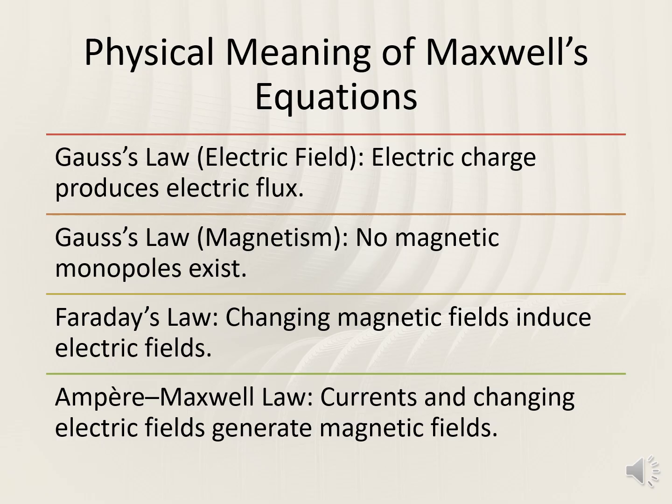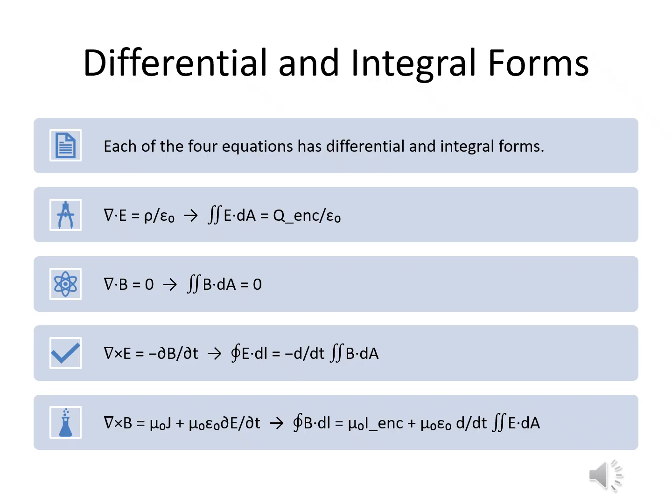Physical meaning of Maxwell's equations. The first law is Gauss' law for electric field. It says that the electric charge produces electric flux. The second law is Gauss' law for magnetism, and it denotes that no magnetic monopoles exist. Faraday's law is the third law, and it says that changing magnetic fields induce electric fields. Finally, Ampere-Maxwell law describes the currents, and changing electric fields generate magnetic fields. Each of the four equations has differential and integral forms as shown in the table.